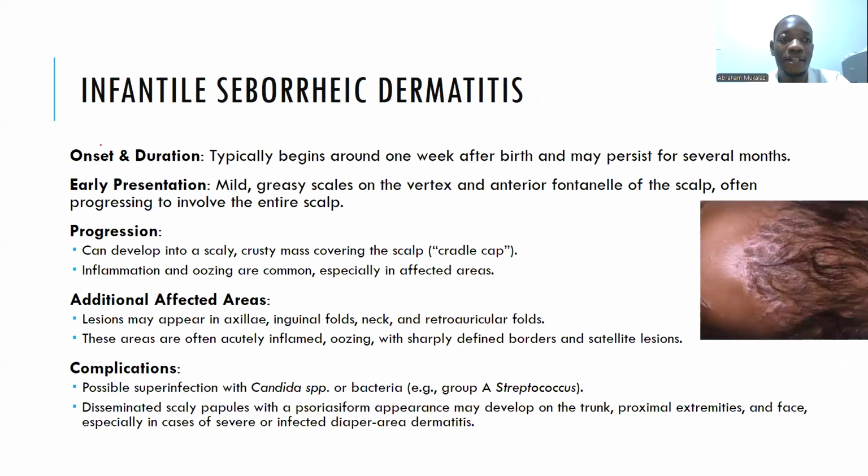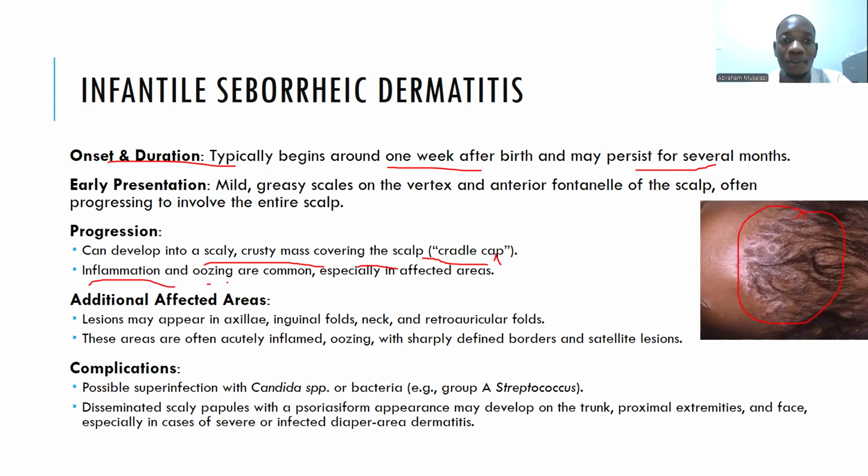So when you go to the infantile type, the onset is commonly seen around the first week after birth. This can persist for several months, and as you've seen earlier, it is due to the maternal androgens that usually stimulate production of sebum, especially on the scalp, giving rise to the typical presentation where we see a scaly crust mass covering the scalp.